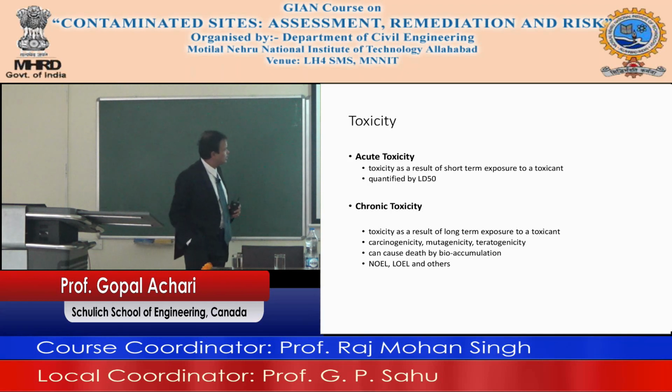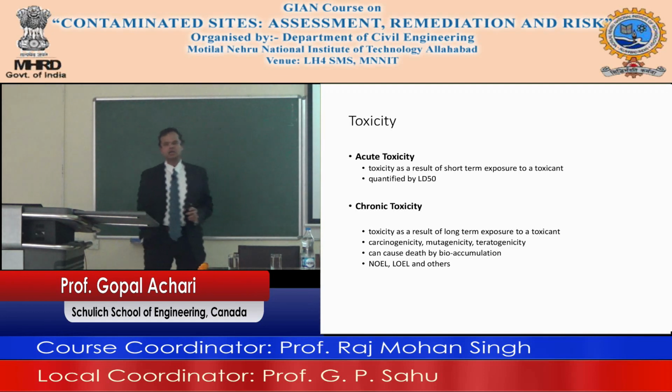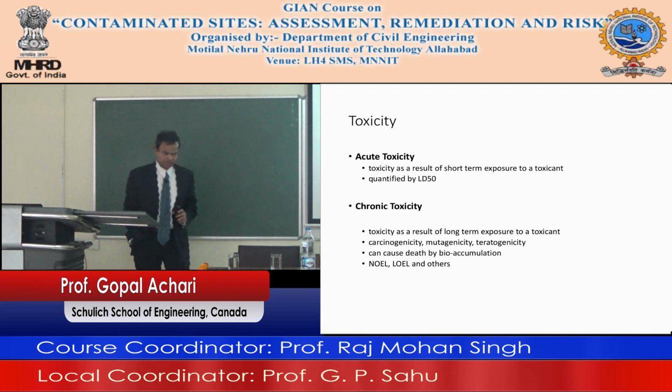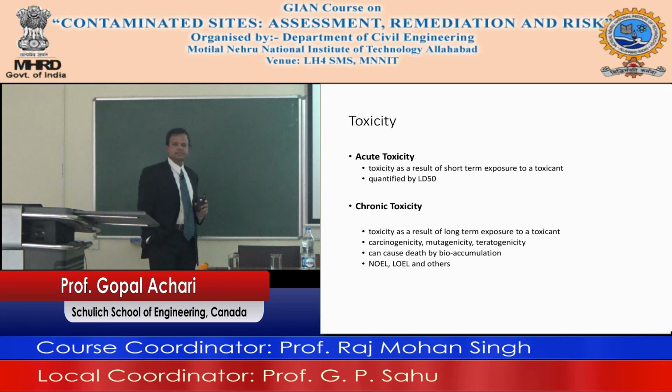Then there is something known as chronic toxicity. It's toxicity as a result of long-term exposure to a toxicant. The typical 3 that are talked about are carcinogenicity, which is cancer-causing. Long-term exposure at low dose leads to cancer, right? We know there are some chemicals like that. Mutagenicity. What is mutagenicity?